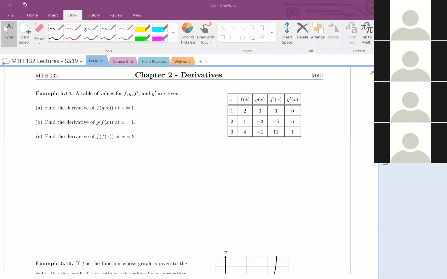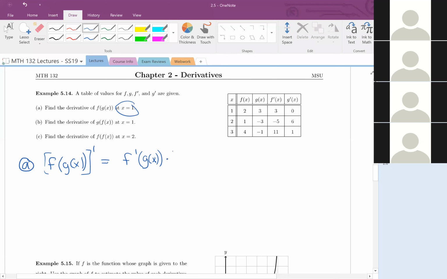So let's work on part A here. This is a direct, we can just sort of copy the chain rule. So we have f of g of x, and we're trying to find the derivative of this thing and then evaluate it at x equals 1. So the derivative of f of g of x is f prime of g of x times g prime of x. But then we want to plug a 1 in for each one of those x's because we're evaluating it at x equals 1.